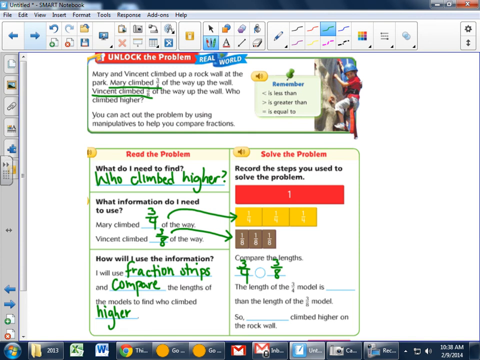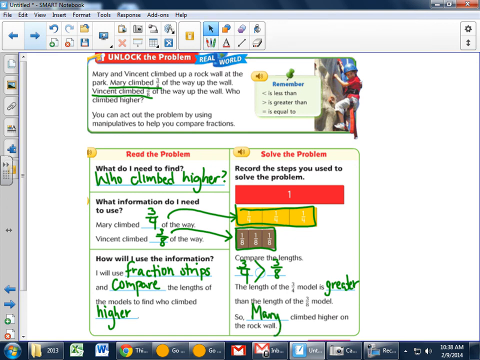So you're going to look at your fraction strips here. We have the 3/8 is here, and we have the 3/4 is here. And we know by looking at it that the 3/4 is bigger. The length of the 3/4 is greater than the length of the 3/8. So Mary climbed higher. Using those fraction bars makes it so easy to solve these problems.